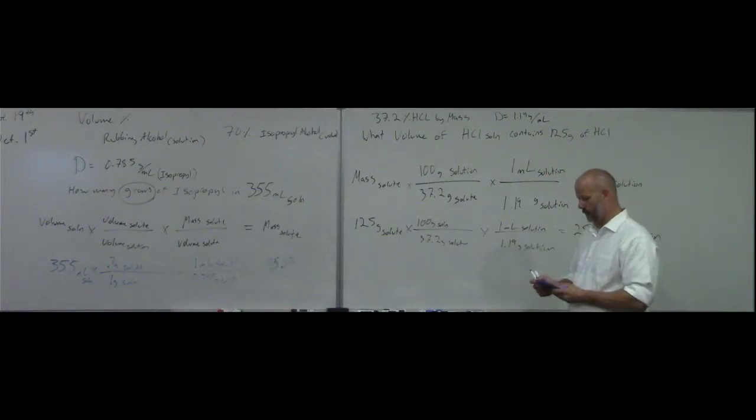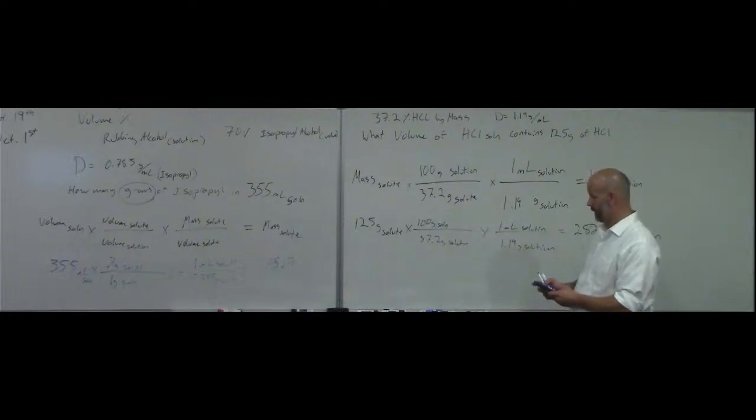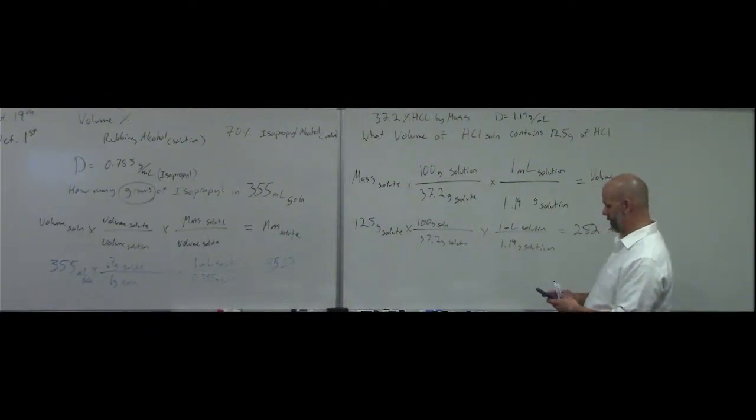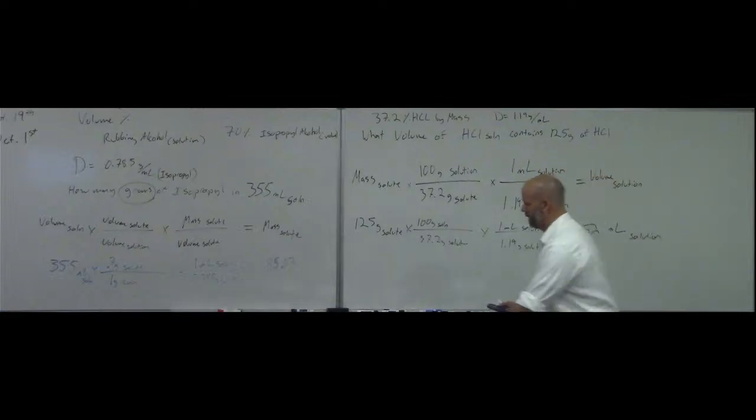I'm gonna run it myself just so. 355 times 0.7 divided by 0.785. No, 355 times 0.7 divided by 0.785. We get 316. What did I do?